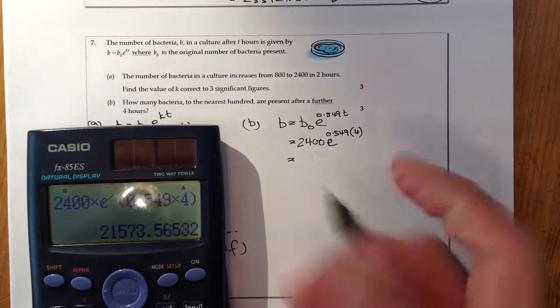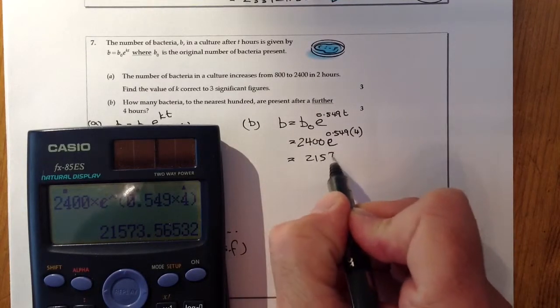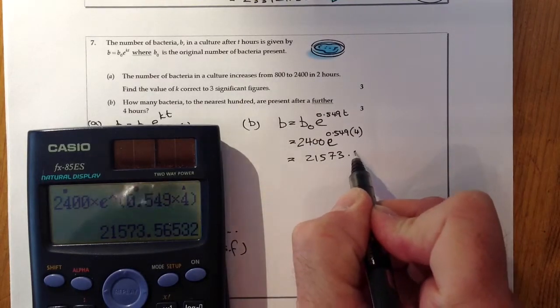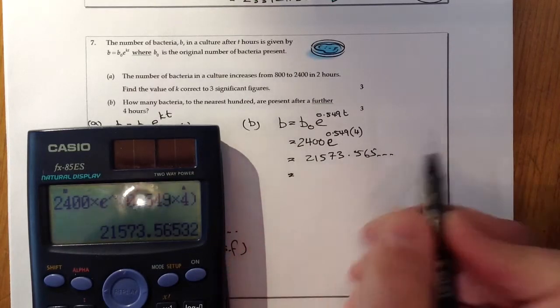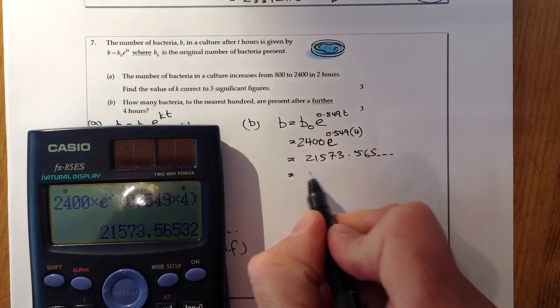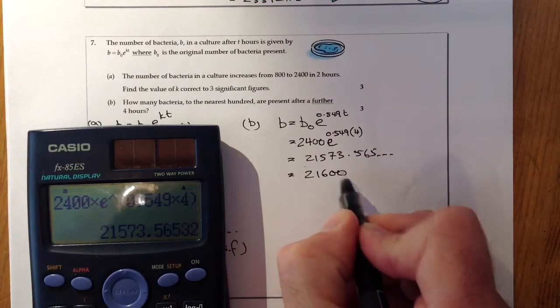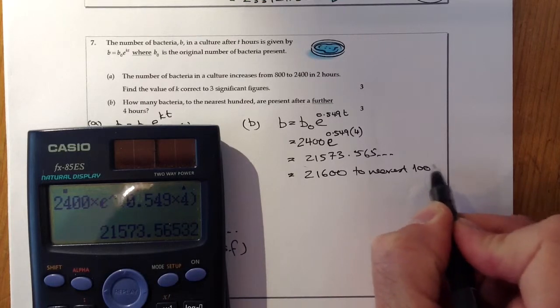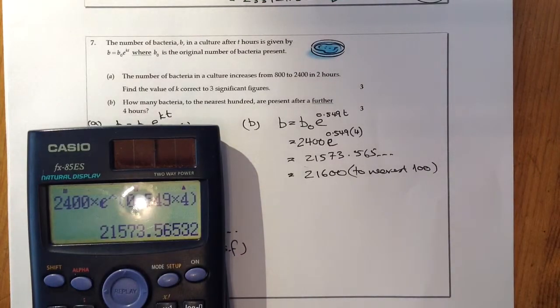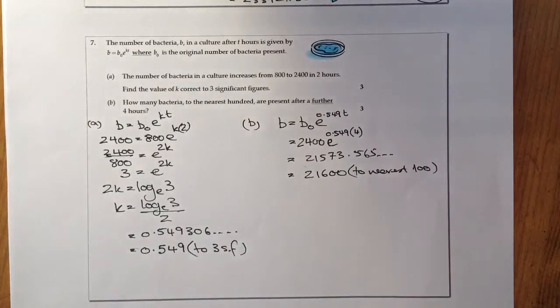What I've got there is 21573.565, continuing on, and I have to round that to the nearest 100, which is 21600 to the nearest 100. Right, so that would be the question complete.